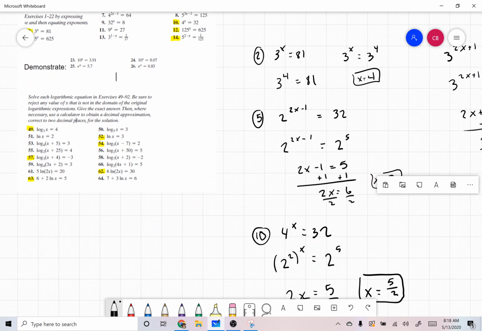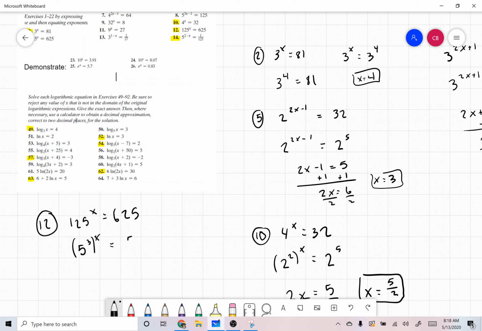Let's do 12. We have 125^x is 625. Well, these are both powers of 5. 5 to the 3rd to the x is equal to 5 to the 4th. So 3x is equal to 4, or x is equal to 4/3.